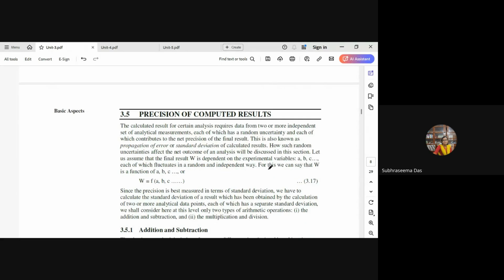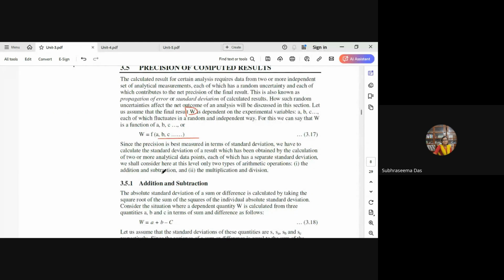Now we'll talk about the precision of the computed results. This means that when we obtain a result, how will we know about the propagation of error or the standard deviation of the results we have obtained? Let us say we have a final result W, and it is dependent on various functions, that is A, B, and C. So W is a function of various individual variables. To find out the precision of our result, two levels of arithmetic operations can be done: one is addition and subtraction, and the other is multiplication and division.